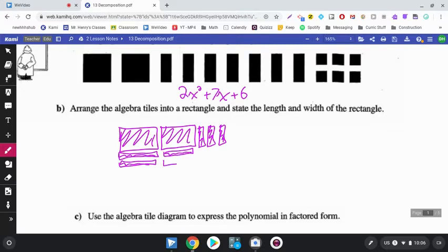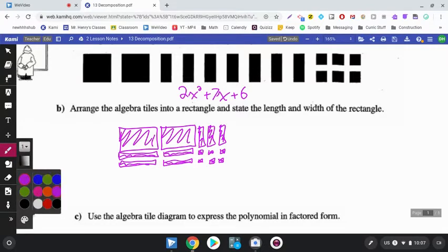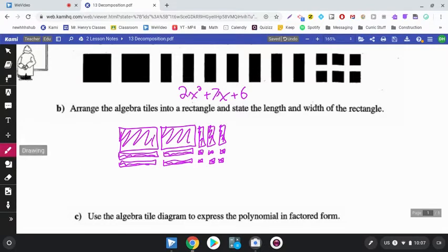There we go. And the rest was filled with all of the 1s, 6 of them. So there you go. I have my 2 x squareds, I have my 7 x's, and I have 6. That is a rectangle. The area of that rectangle could be written as the product between x plus 2 and 2x plus 3. There you go.